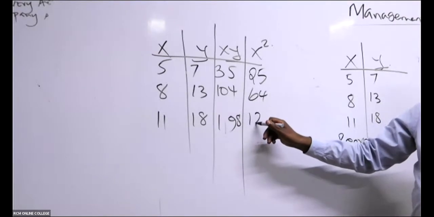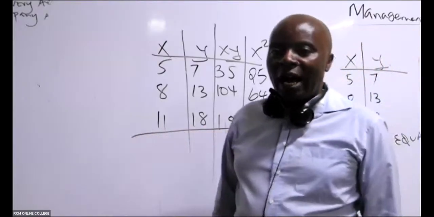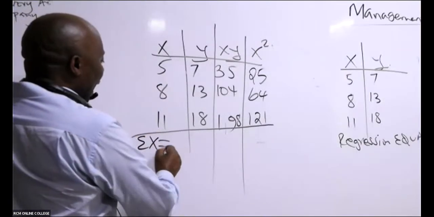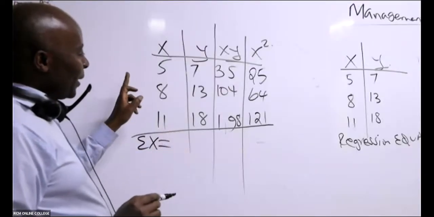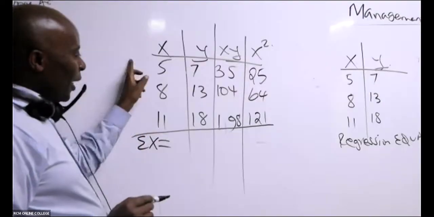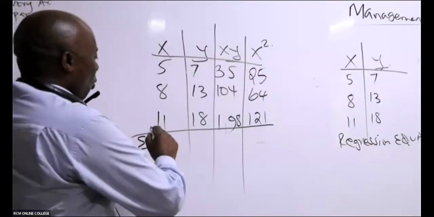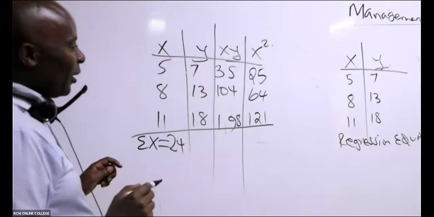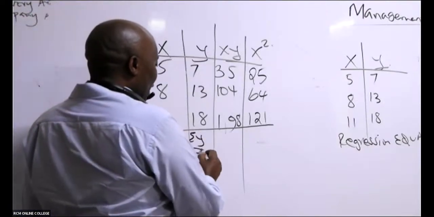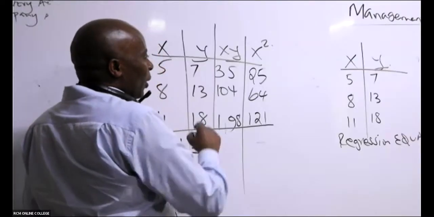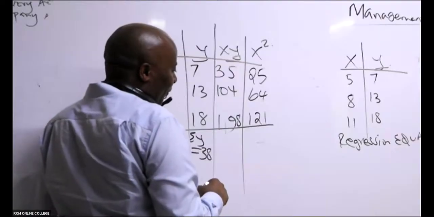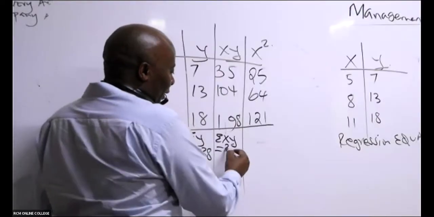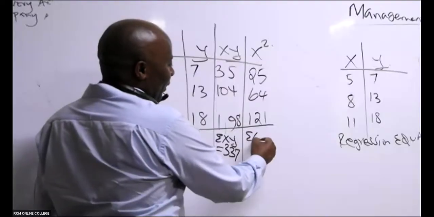And then 121. Now from there, come and give us the summations, because those things you saw us writing down were summations. So give me the summation of x. You are adding the 3: 5 plus 8 plus 11. That is 24. Then go to the y. Summation of y, I'm told, is 38. How about summation of xy? That will be equal to 337.